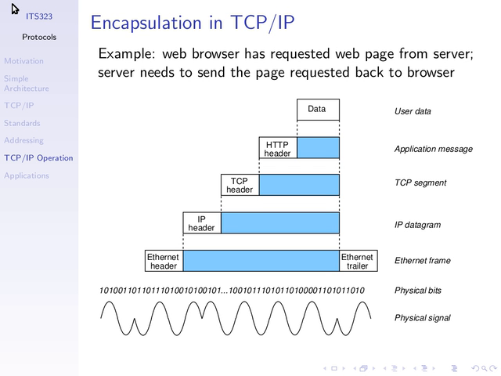That's sort of illustrated here. What the web server did, it took the data, which is the HTML page, put it inside an application message, that is, added the HTTP header. That was sent to the transport layer. TCP was operating. It follows its rules, and one thing it does is puts it inside a TCP segment, attaches the TCP header. Sends all of that to the network layer.